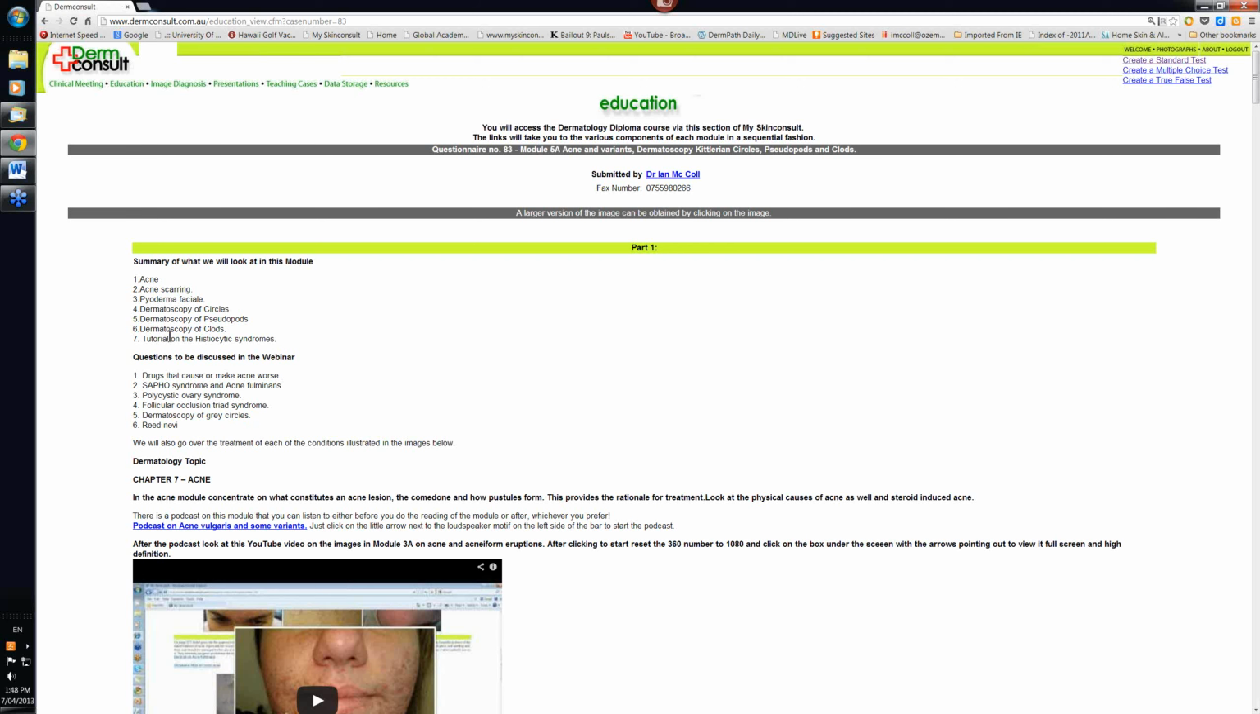I'm hoping you've had a chance to look through the videos on circles beforehand. But we're going to concentrate on gray circles and the significance of them. I think we may do a little bit about white circles too, but we'll certainly be mainly concentrating on gray. And we'll look at Reed nevi if only to bring out some of the features of pseudopods.